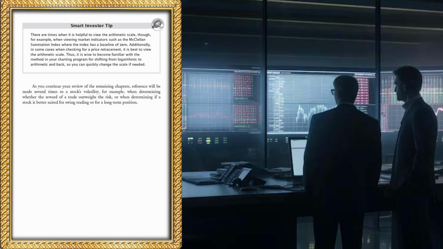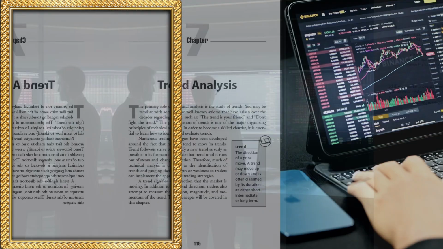As you continue your review of the remaining chapters, reference will be made several times to a stock's volatility, for example when determining whether the reward of a trade outweighs the risk, or when determining if a stock is better suited for swing trading or for a long-term position. End of Chapter 6. Chapter 7.